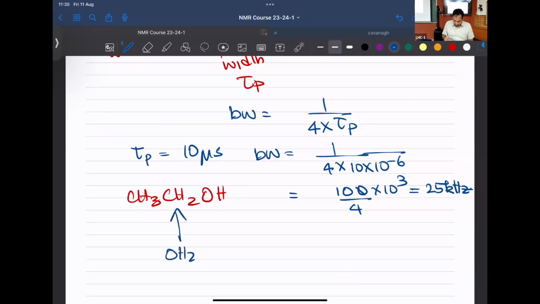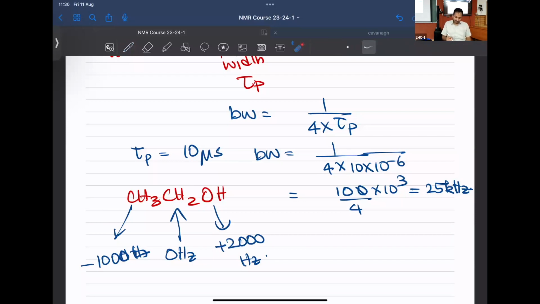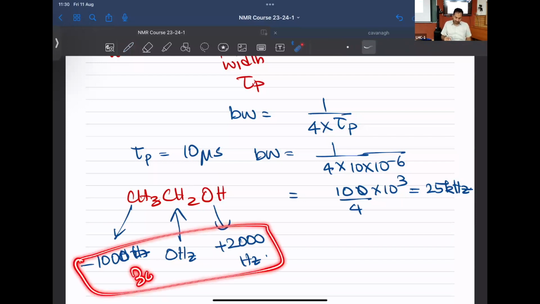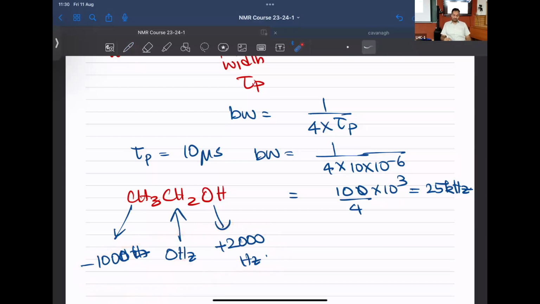If you keep the methylene proton at 0 hertz, which is the carrier frequency, this one will be at, say, minus 1000 hertz, just as an example. And this one will be at, say, plus 2000 hertz. Just as an example I'm giving. So the entire spectrum can be encompassed within 3000 hertz. Correct?